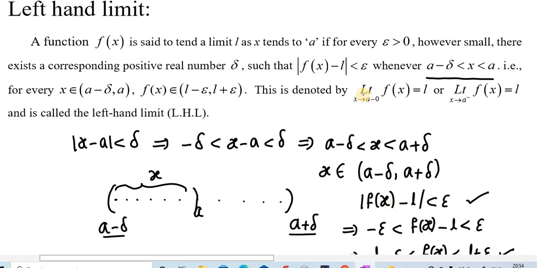This is denoted by limit x tends to a minus 0, f of x equal to L, or limit x tends to a minus, f of x equal to L, and is called left hand limit. Here this place is left side of a.